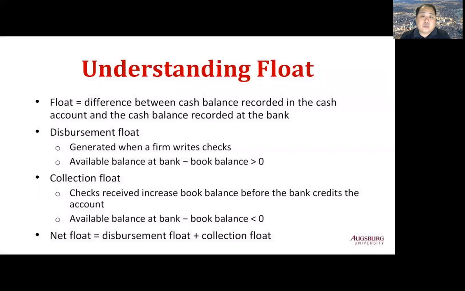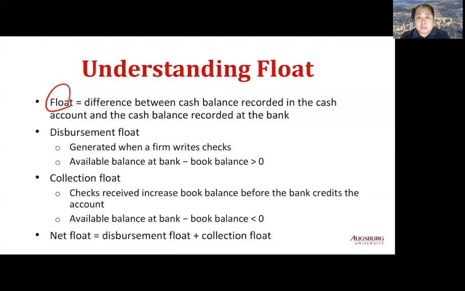In the United States, we usually use checks to receive and pay cash. So there must be some time gap between the cash balance recorded in the cash account in the firm's financial statements and the cash balance in bank accounts. This is called float. There are two different types of floats. Disbursement floats are generated when a firm writes a check. Book balance should decline when checks are written, but bank balance will decline when checks are cleared.